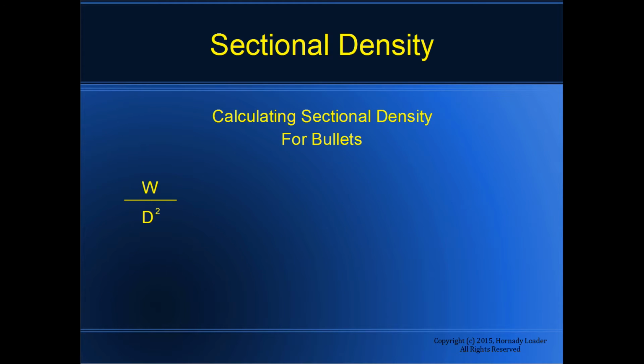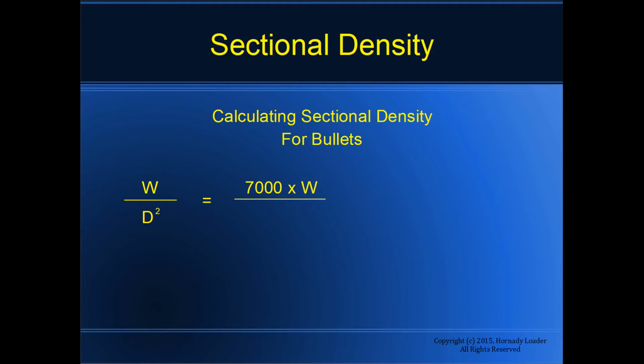Now we have to modify our formula a little bit. That uppercase W there at the top represents the weight in pounds. Well, we measure bullets in grains, not in pounds. The bottom, the capital D there, is the diameter in inches, and that's fine because we also measure the diameter of our bullets in inches. So we have to modify this formula a little bit.